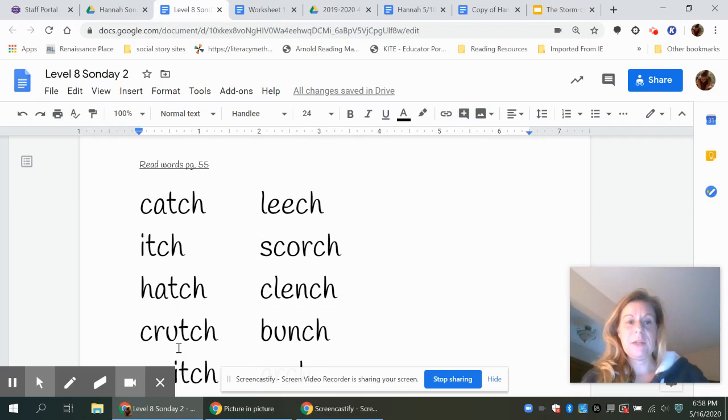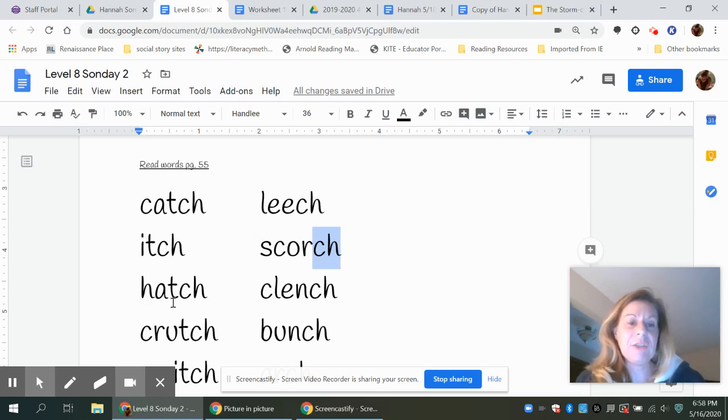Okay, so we're going to practice reading some words with the TCH and the CH, on page 55. And again, you have this in your packet. The first word, catch, notice the TCH and the A. Then we have leech, and it's spelled with CH, and there's my vowel pair, EE. Itch, TCH, because that's a short vowel. And then scorch, CH, because that's an R controlled vowel.